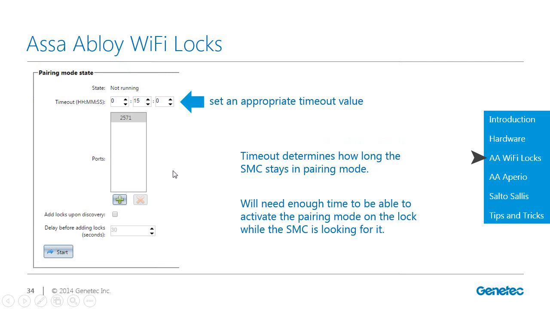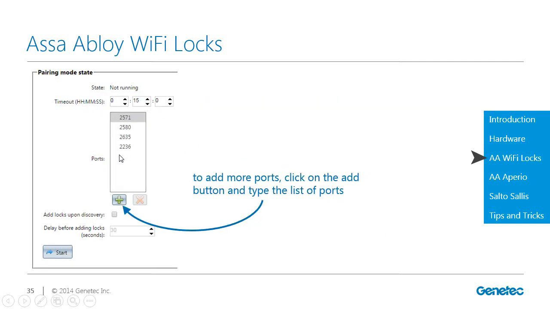Now it's going to bring up this page here. So the first thing we need to set here is the timeout value, or how long it will stay in the state of looking for locks. So make sure you give yourself enough time to activate the pairing function on the locks at the same time. In the ports list here, we just need to add the ports that we have used in the network configuration tool for all the locks that we have set up. If you're using multiple ports, you can keep adding them until all your ports are included in the list here.